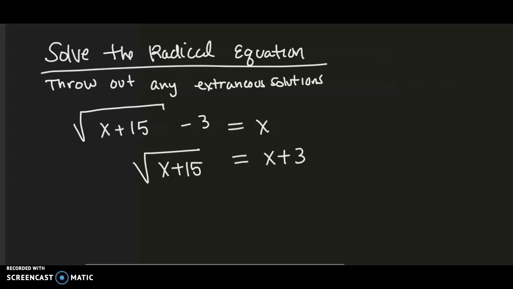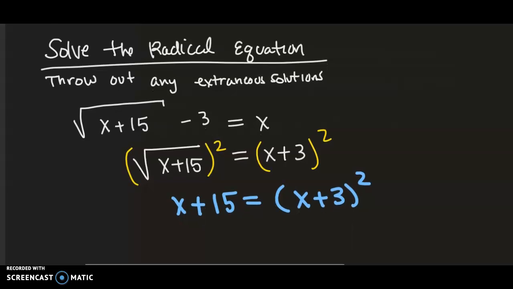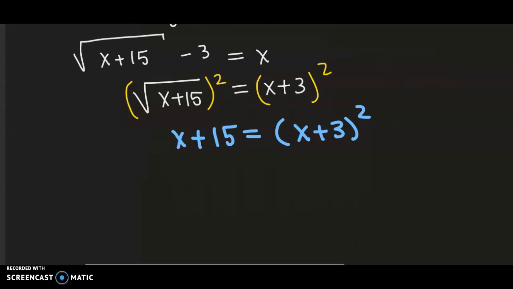So, as promised, we're going to square both sides. And that leaves us with x plus 15 equals x plus 3 quantity squared. So this is where the trouble happens if we get extra solutions. When we square this, we're going to create problems where we may get a bad solution. So let's see what happens.